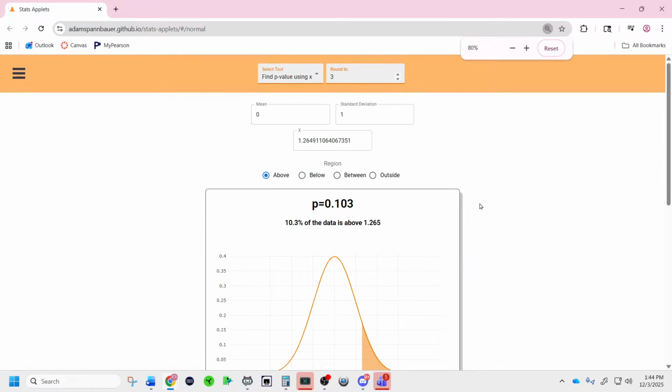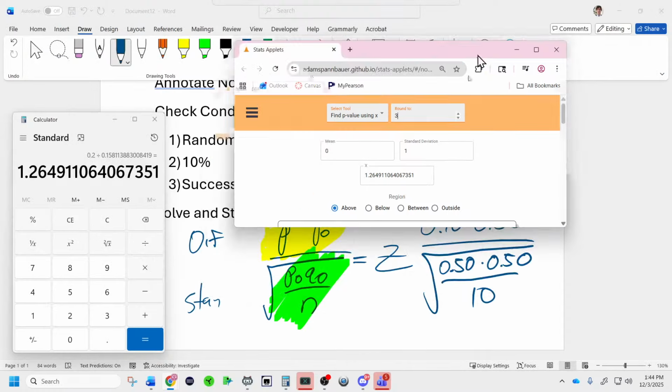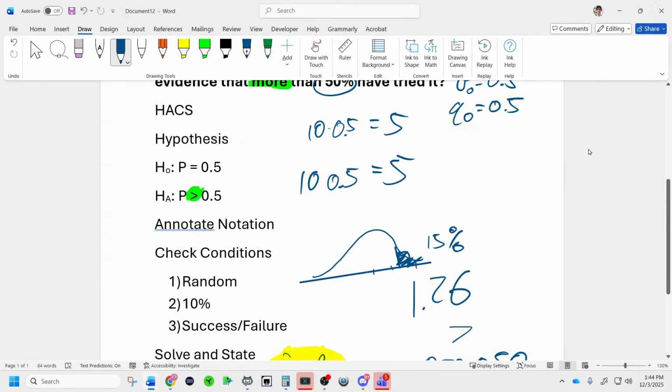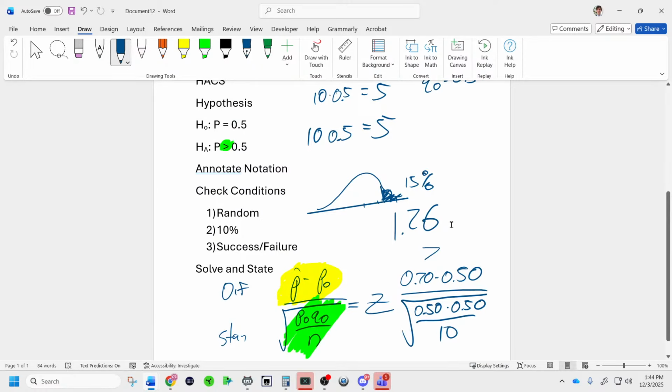Oh, I was a little bit off on my p-value guesses today. How do we know which way to shade? The way we shade the curve is decided by the sign of the alternative hypothesis. Since this is a greater than test, you shade to the right of the test statistic that you landed at.